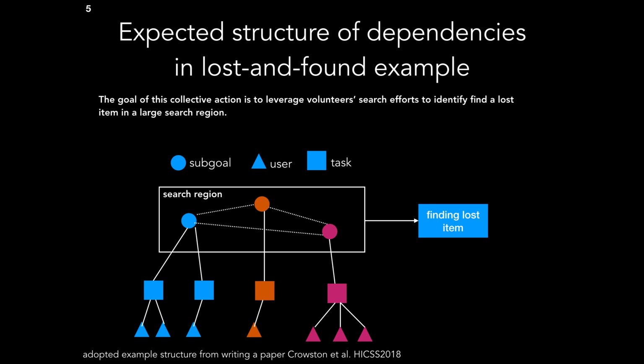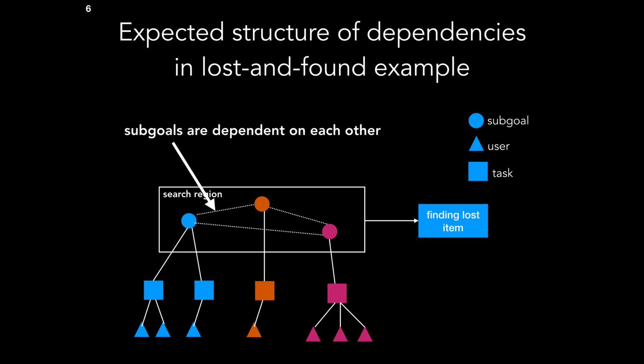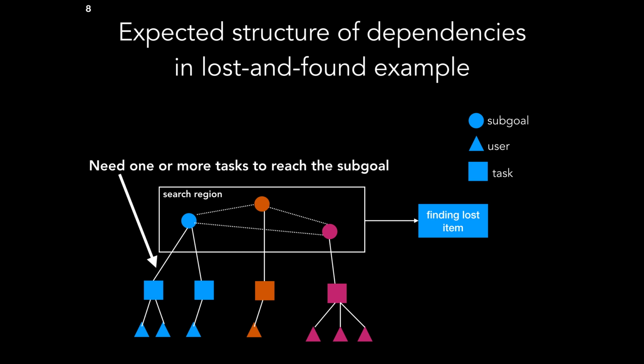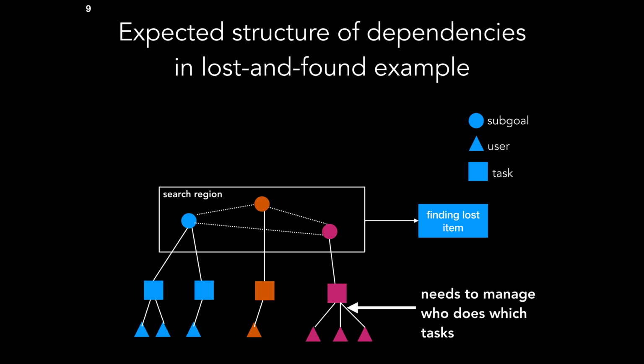In this example, the goal of the collective action is to leverage volunteers' search efforts to find a lost item in a large search area. First, we can divide a large search region into smaller regions, and then the searching in the sub-regions is dependent on each other. There are also dependencies in that we have to tailor these efforts toward meeting the desired goals and needs. Other dependencies include that there need to be one or more tasks to reach the sub-goal, and we also need to manage who does which tasks.